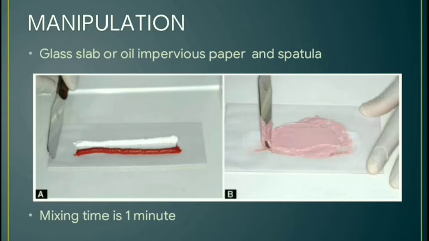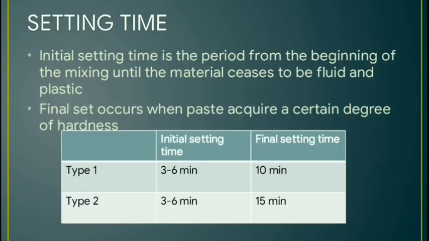Moving on to manipulation, that is mixing. We need a glass slab or impervious paper and spatula. 2 ropes of paste of same length and width, one from each tube, are squeezed onto the slab. The 2 ropes are mixed until a uniform color is observed, and the mixing time is 1 minute.